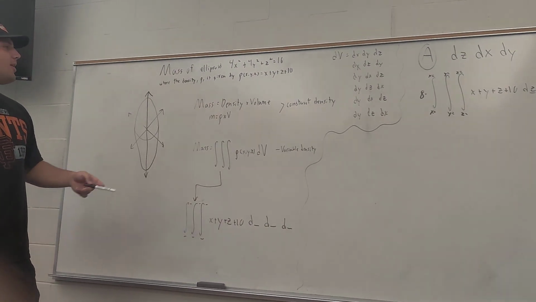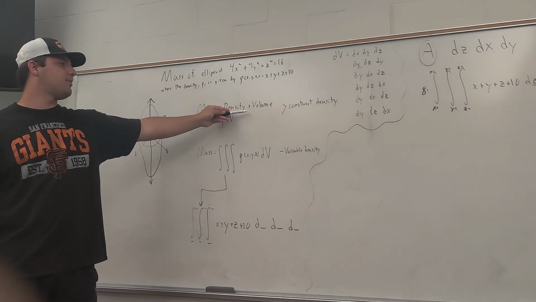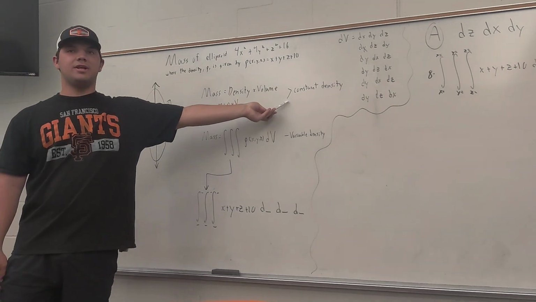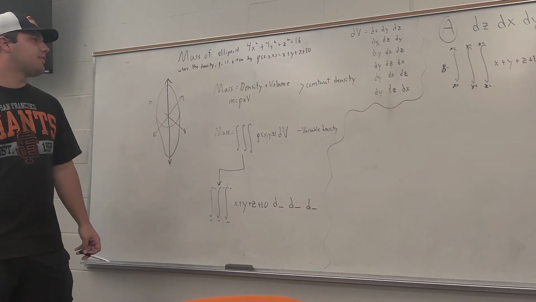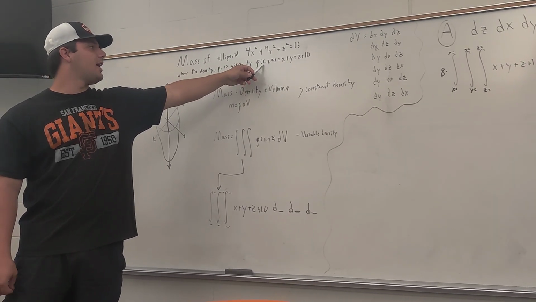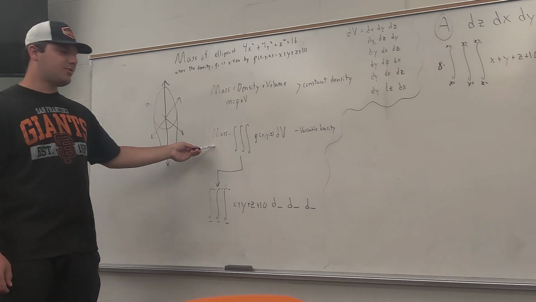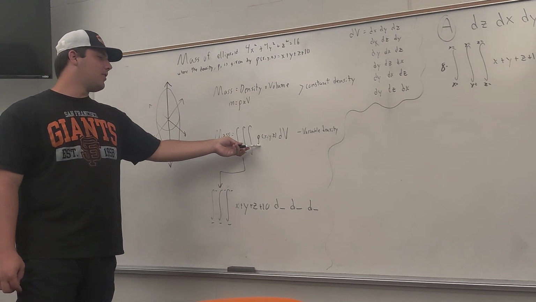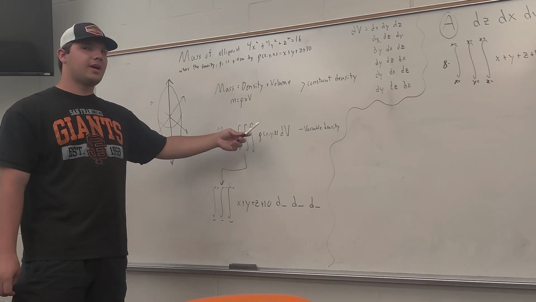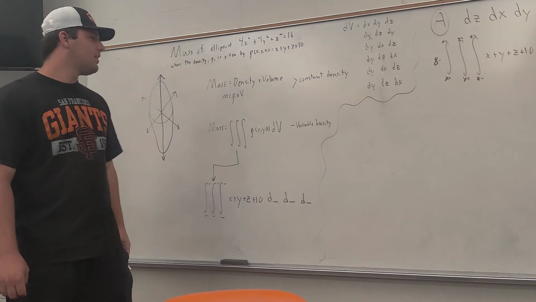Normally, the mass of the ellipsoid would be found by mass equals density times volume, or m equals rho times v, and that's for a constant density. But we don't have a constant density. As you see, rho is a function of x, y, and z. So our mass equation is mass equals the triple integral of rho of x, y, z, whatever variables are there, dv, for variable density.